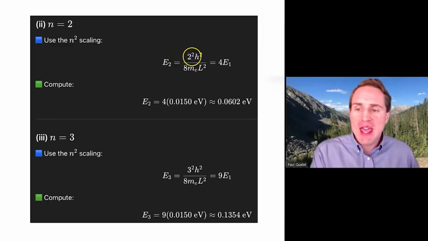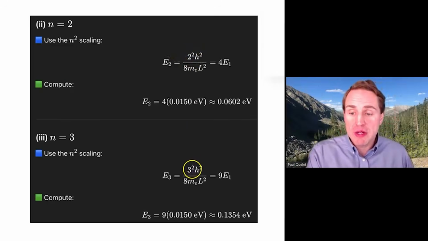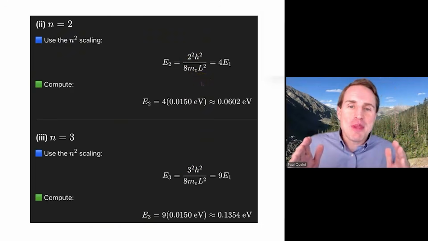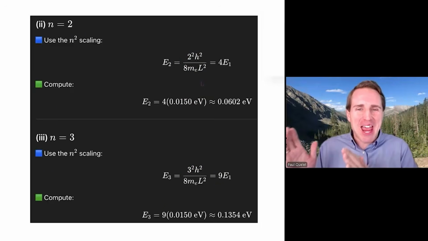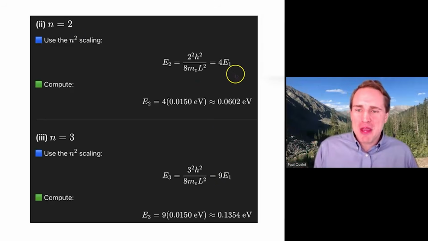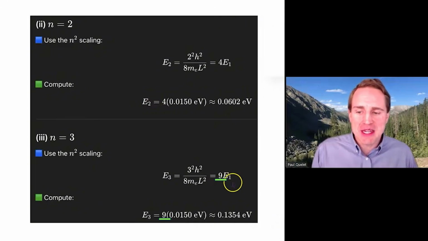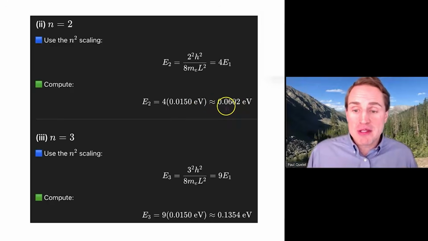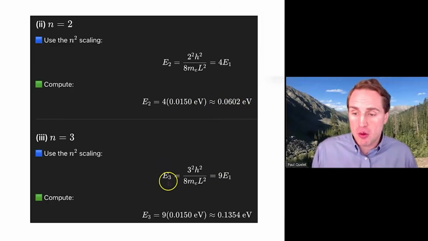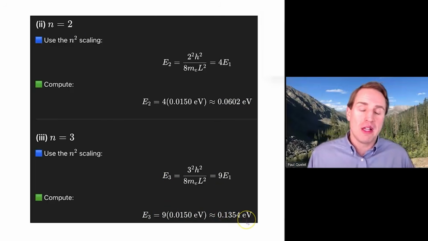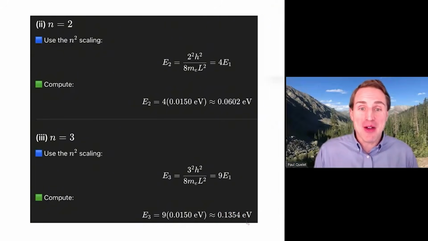So when changing the n, we've got 2 squared or 3 squared. But notice that it's just going to be a constant multiple of that previous energy that we just found. So 4 times E1 is E2, or 9 times E1 is E3. So we can multiply the final result, which was in electron volts, to get the final result for E2. So we get about 0.0602 electron volts. And then for energy 3, we get 0.1354 electron volts. So notice we now have our answers.